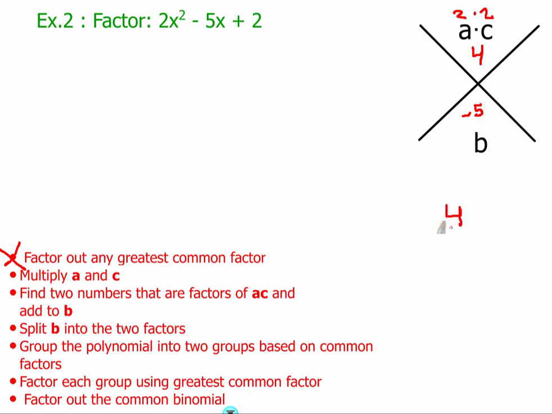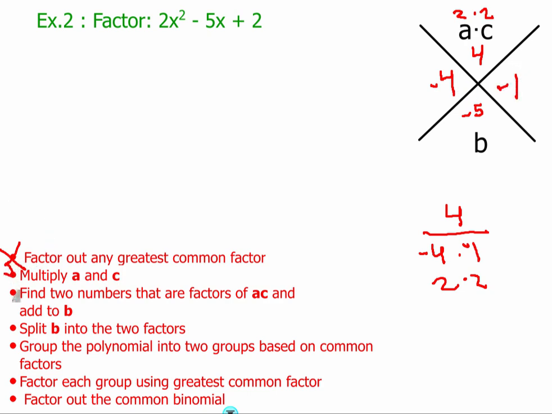So if I think of my factors of 4, well, 4 is 4 times 1, and it's 2 times 2. Well, 4 plus 1 is 5. That doesn't work. And 2 plus 2, that's 4. That doesn't work. So how could I find two numbers that multiply to 4 and add to negative 5? Well, what I really need to think about is negatives. If I make both of these negative, negative 4 and negative 1, negative 4 times negative 1 is positive 4. My negatives cancel. And negative 4 plus negative 1 is negative 5. So those are my two numbers that I'm going to use, negative 4 and negative 1.